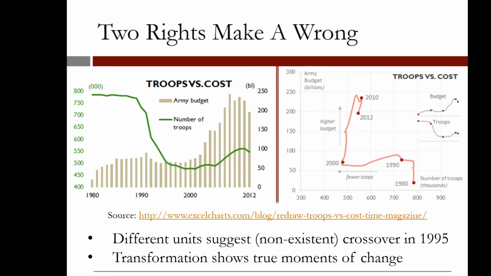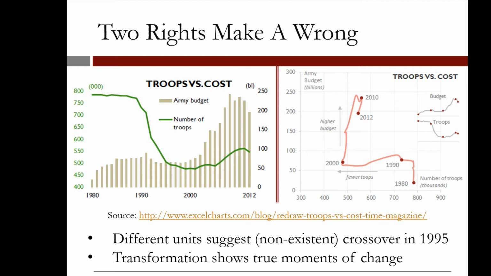Here is a before or after of our same data. On the left, we see the US military expense on the right axis and troop count on the left axis. Both the line and bar plots are individually okay, but the combination is misleading. Because we have mixed two units, dollars and people, there is a false impression of some sort of crossover point in 1995 that does not exist.